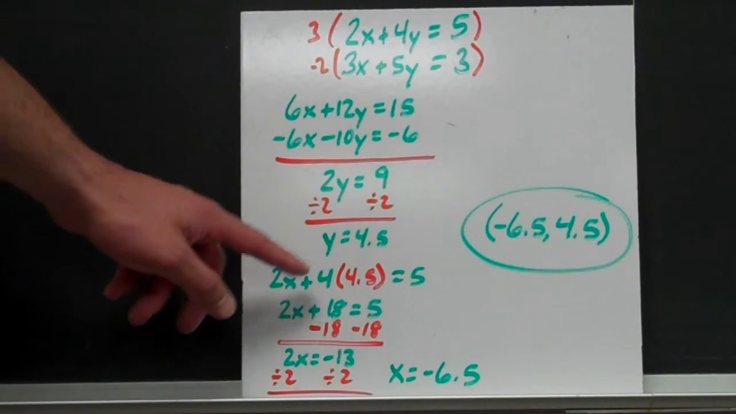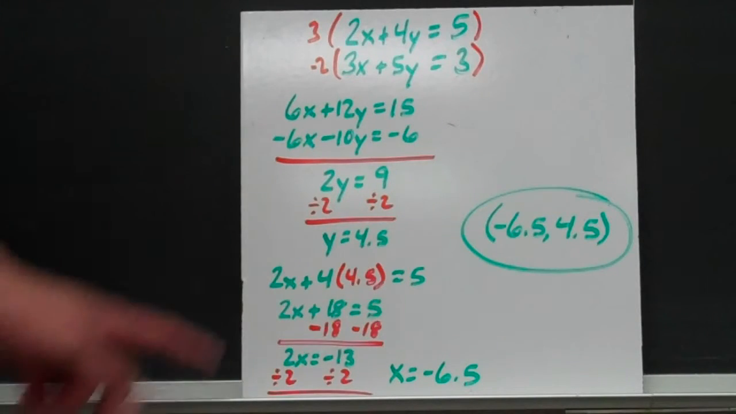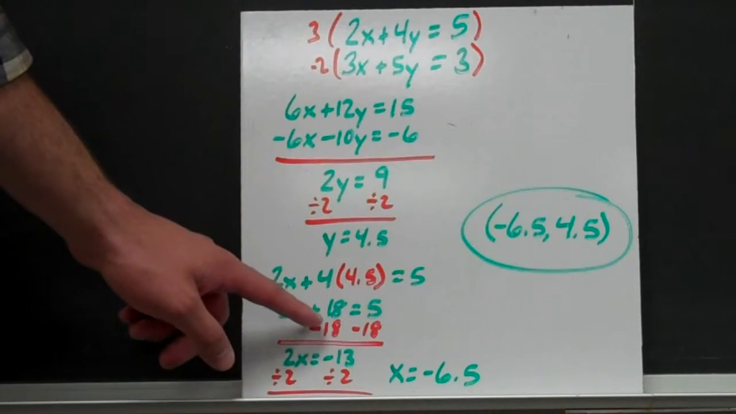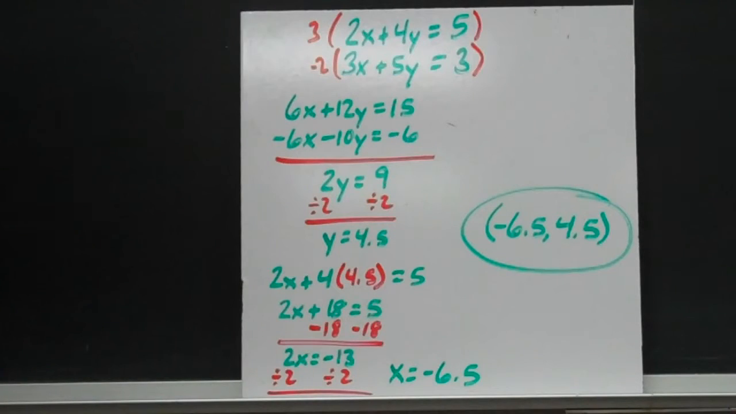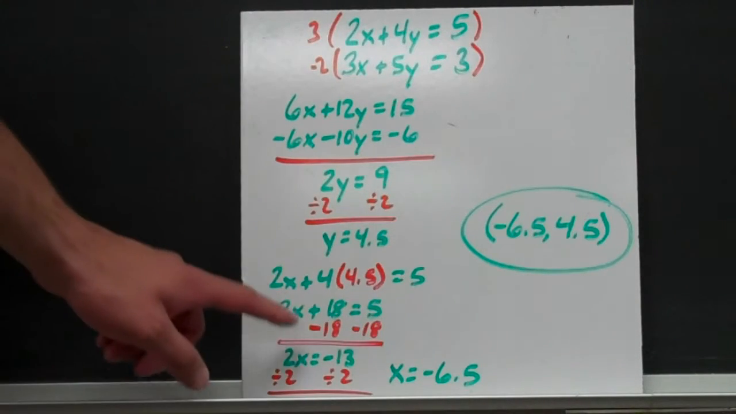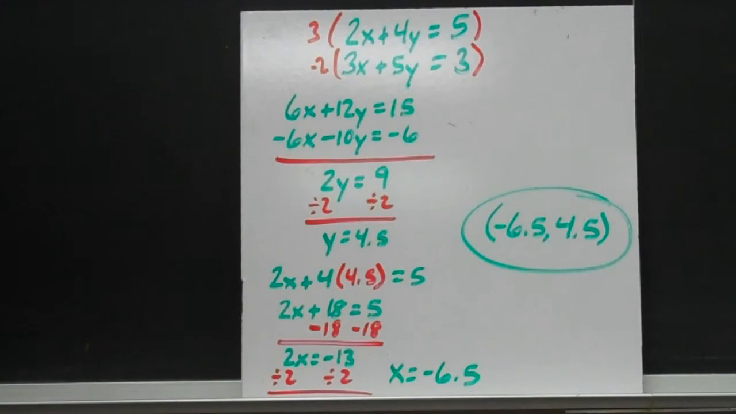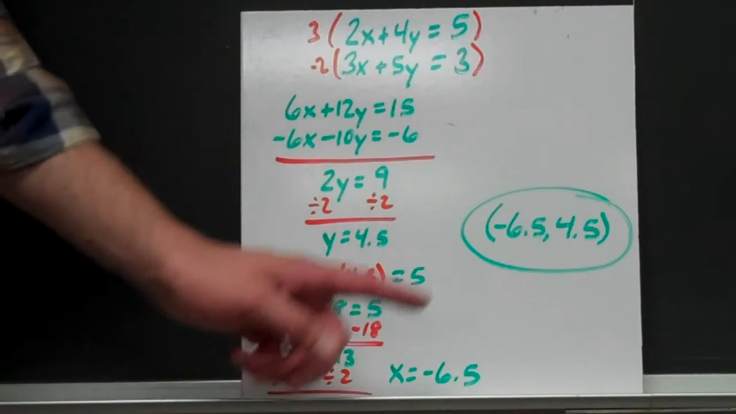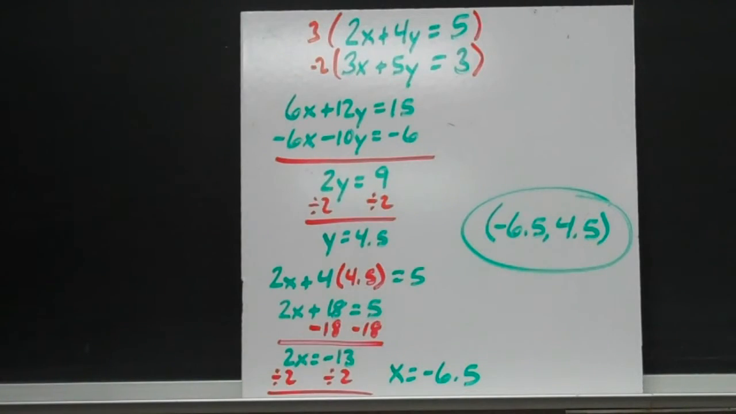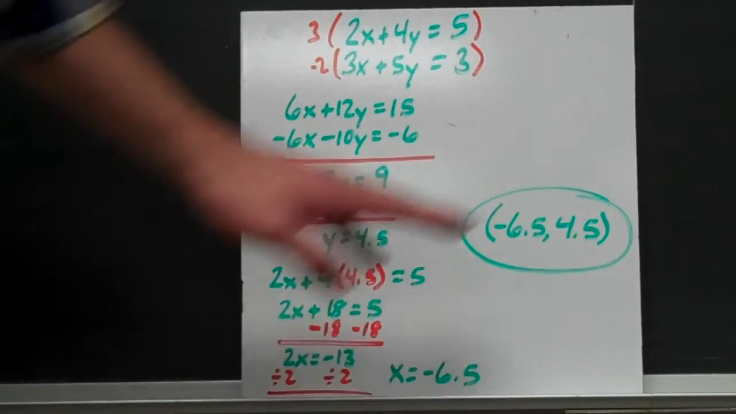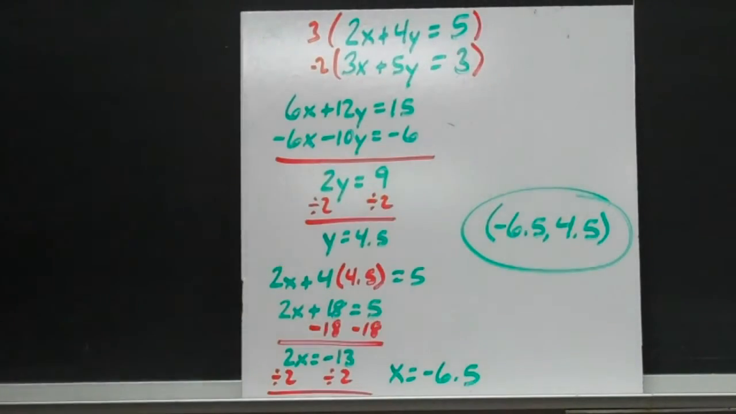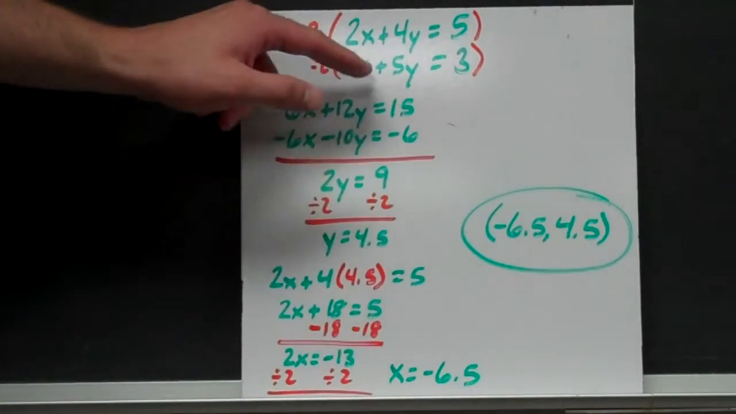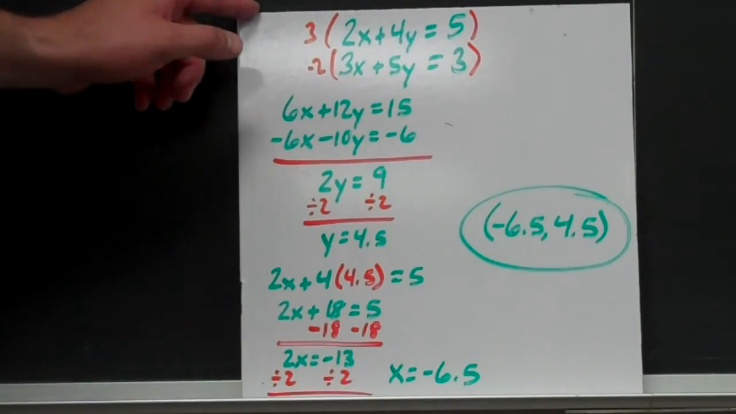2x plus 4y, 4 times 4.5, equals 5. 4 times 4.5 is 18, so 2x plus 18 equals 5. Subtract 18 from each side. 5 minus 18 is negative 13, so 2x equals negative 13. Divide both sides by 2, and x equals negative 6.5. So our answer is (negative 6.5, positive 4.5). And we could plug that back into the second equation and check to make sure that it works.